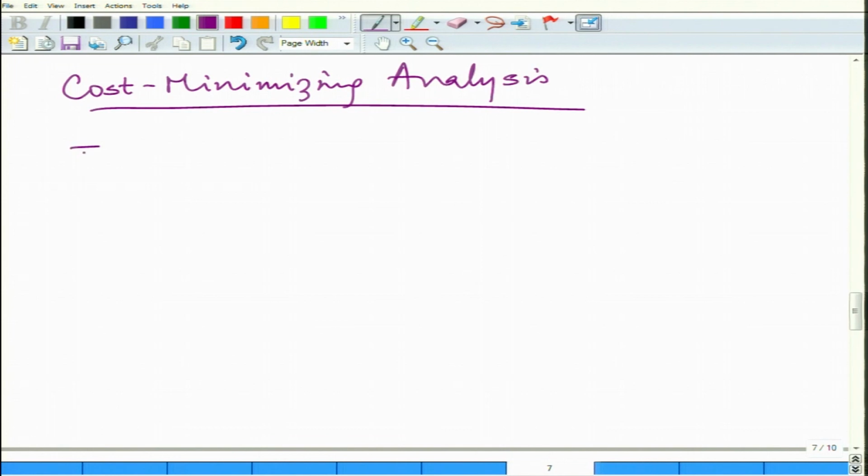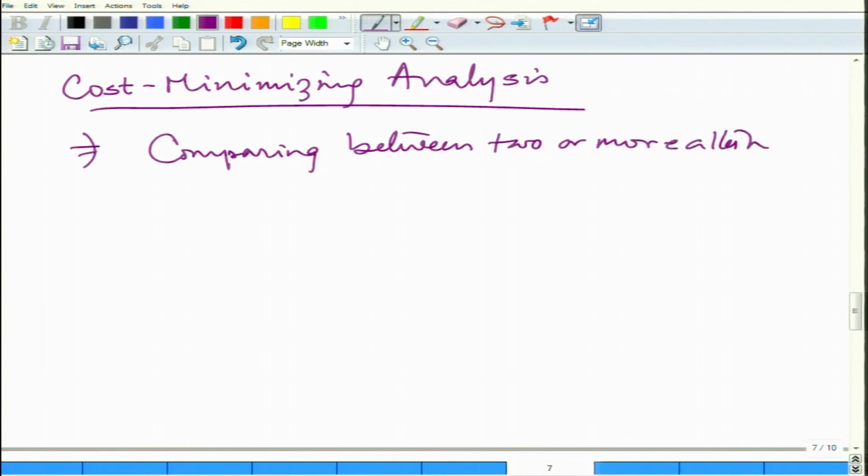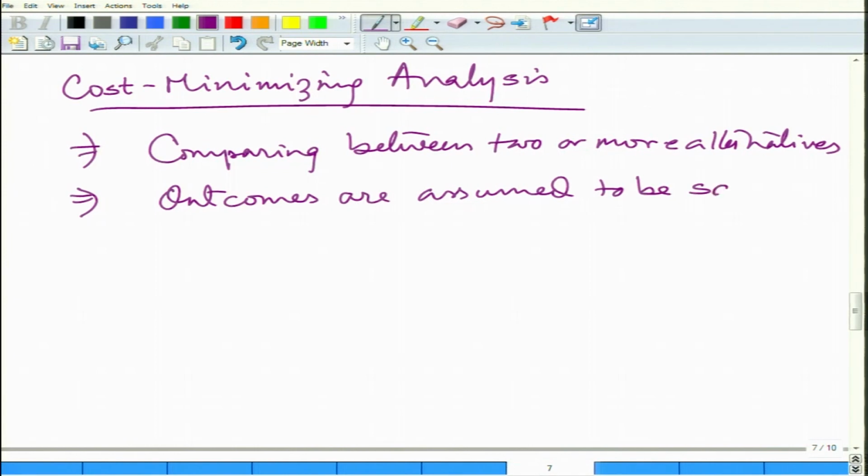So the first thing is that we are comparing between two or more alternatives, always similar, uniform for all these techniques. Next is outcomes are assumed to be same. They may differ, but we are assuming that, it is an economic assumption. So outcomes are assumed to be same.